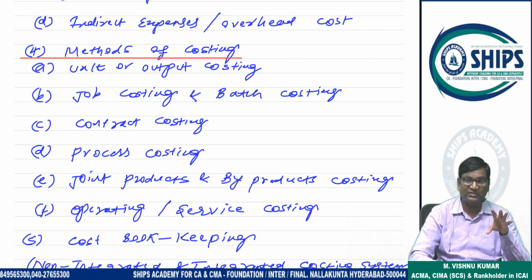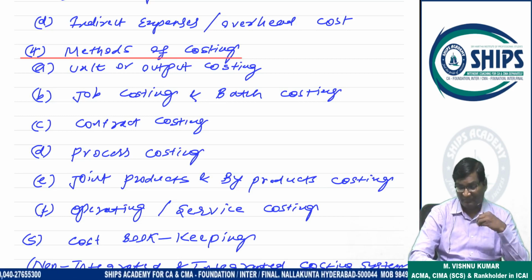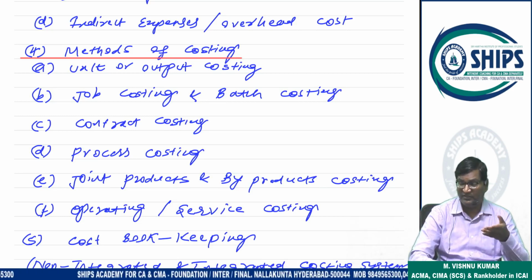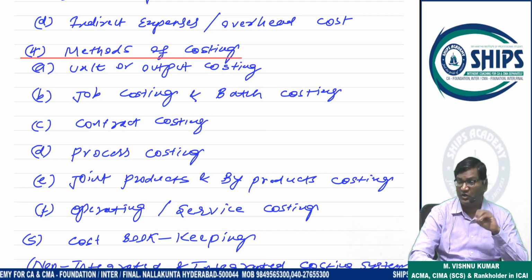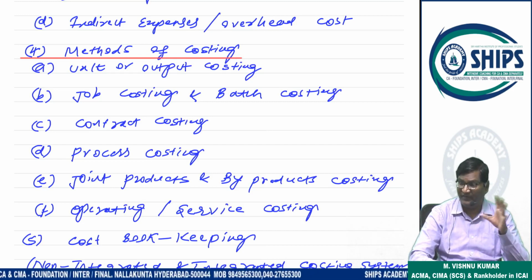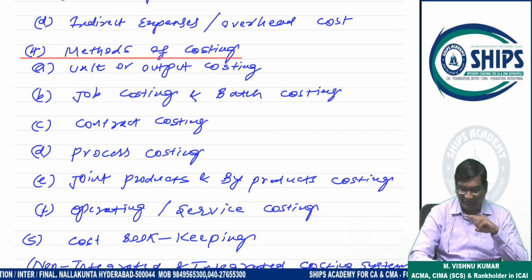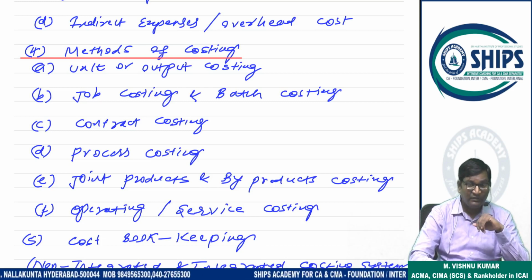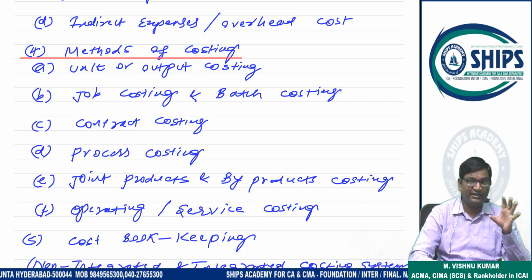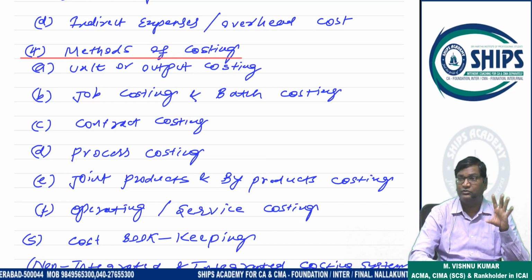And some of the organizations will be providing manufacturing services for customer specification work. So in different places, organizations will have different roles and different systems of production also. So in those places, methods of costing will be tested. Example, suppose a contractor is undertaking construction work. So he will use contract costing.